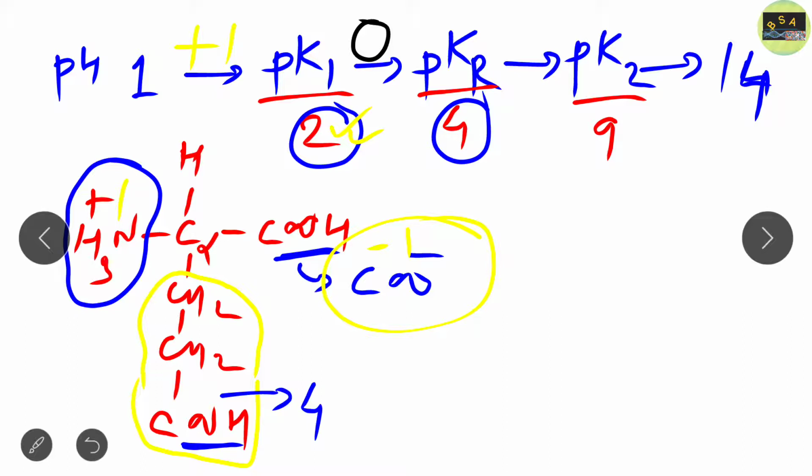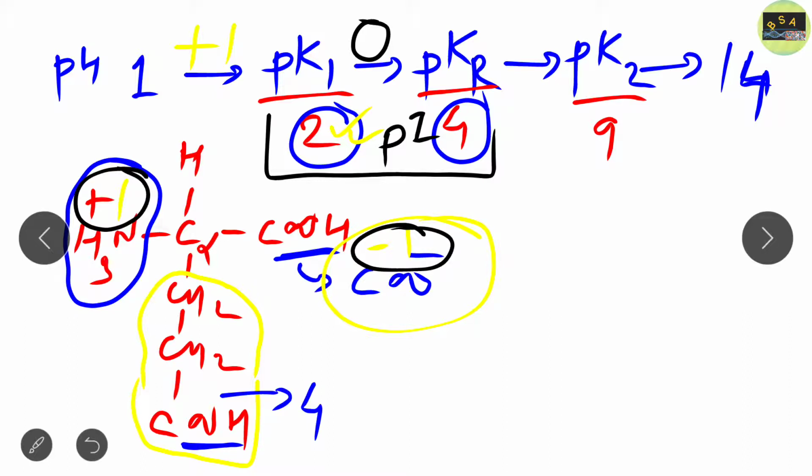It means that this point is the isoelectric point, that is pI. Clear? Why? Because as per the definition, as I already discussed in lecture 1, the isoelectric point is the point where the charge becomes neutral, that is minus 1 and plus 1, so the overall charge becomes 0. So this is the isoelectric point. To calculate the isoelectric point for an acidic ionizable side chain, it is pK1 plus pKr divided by 2. I will write the formula after completing this.